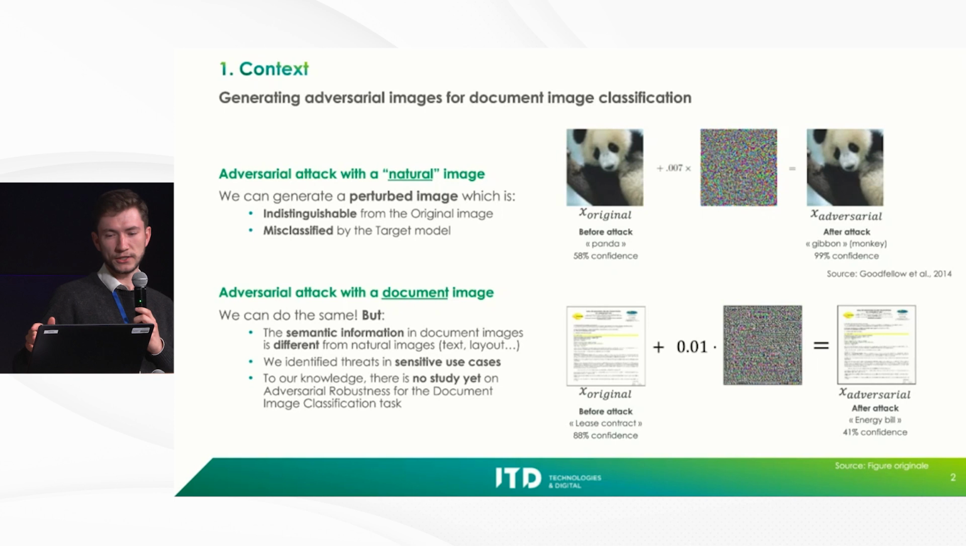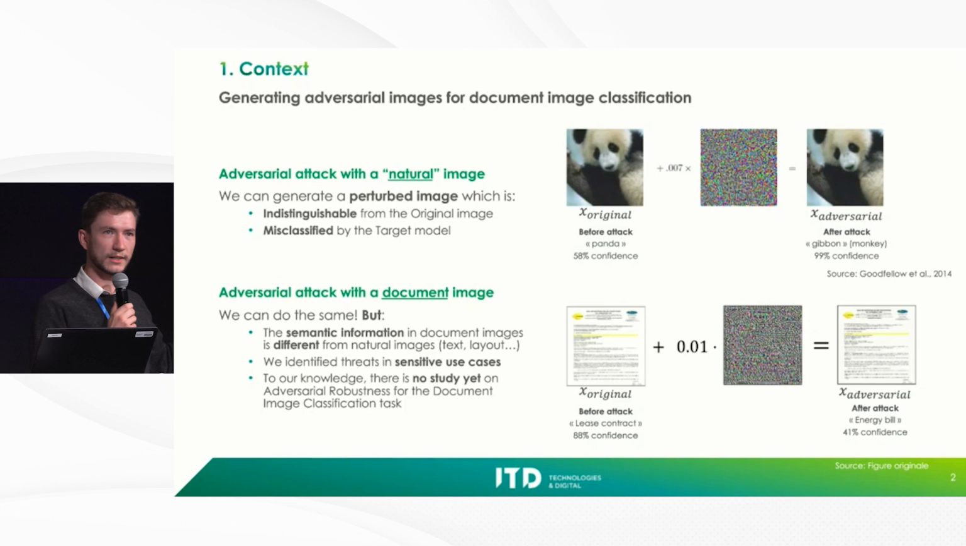It turns out that we can generate a perturbation for an original image that is indistinguishable, that is imperceptible to the human eye, and that will systematically be misclassified by your target model. This is what you see on the upper side. On the upper left, you see an image that is rightly classified as a panda with 58% confidence. And on the upper right, you have the attacked one with an imperceptible perturbation and it's classified as a monkey.